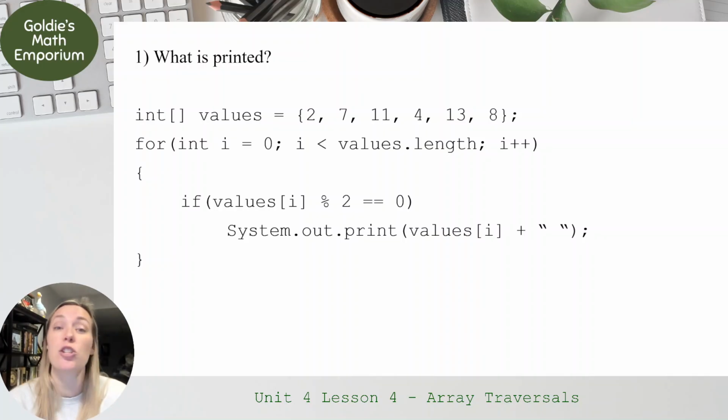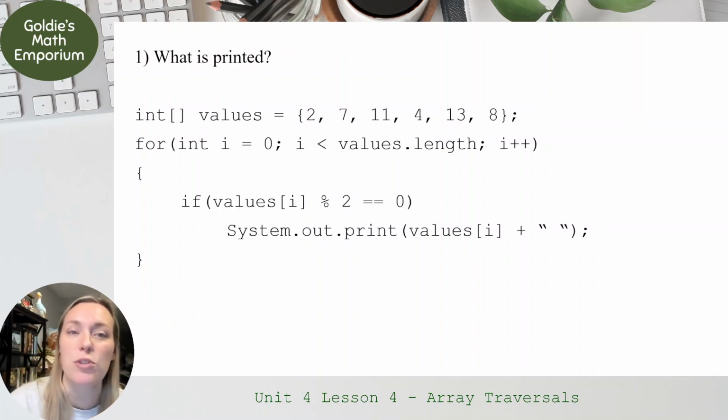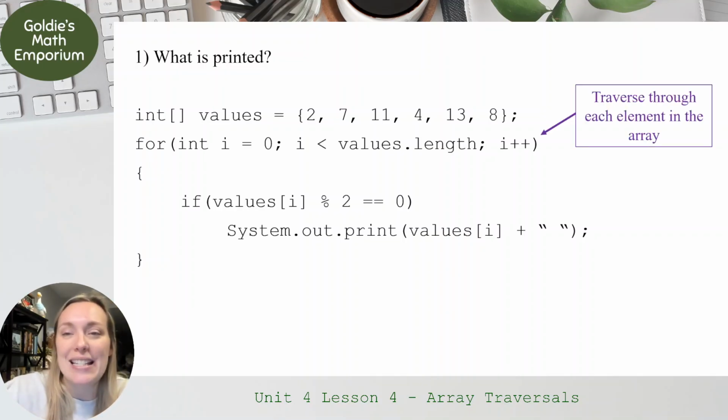So this question just wants to know what's printed. We're going to go through and trace through this to see what is printed. So I have int values equals 2, 7, 11, 4, 13, 8. And then what is happening?